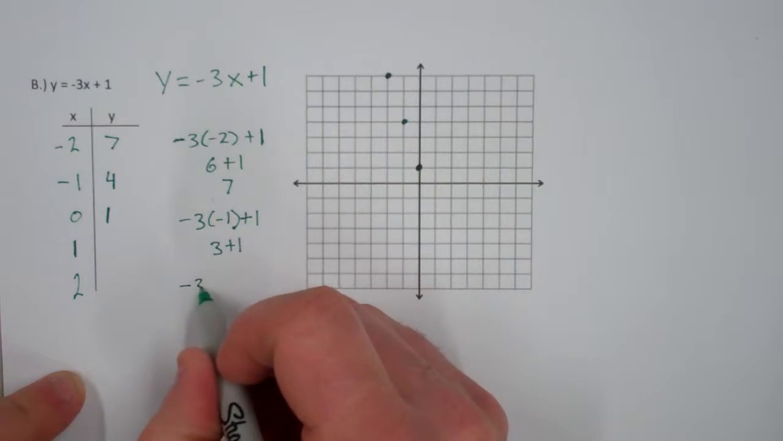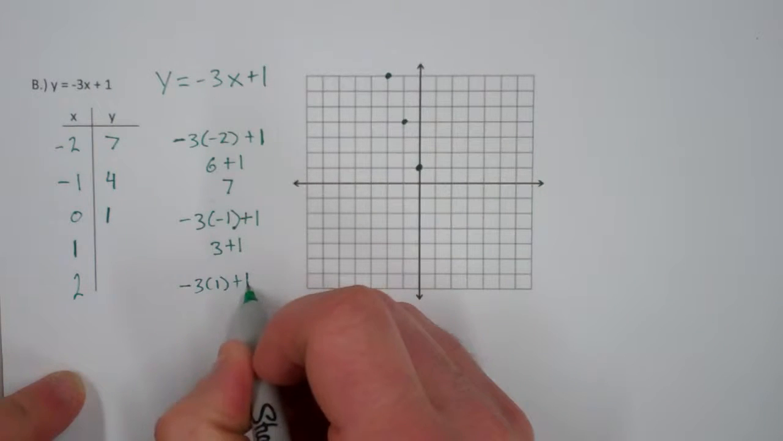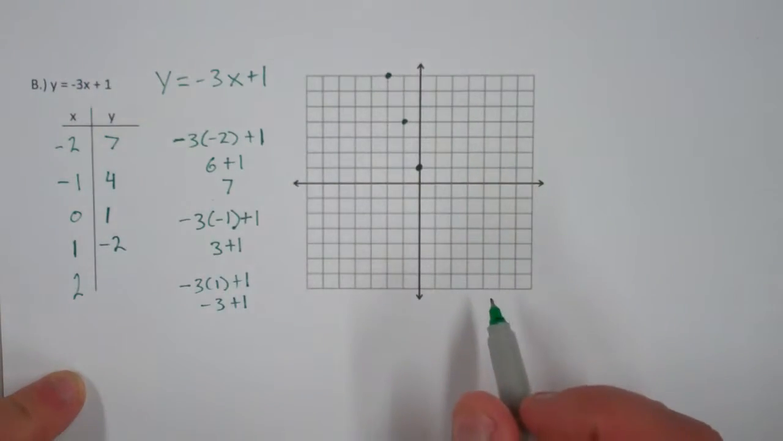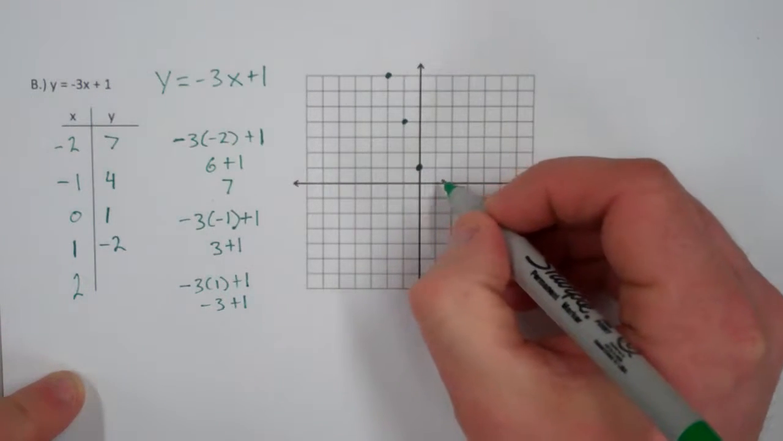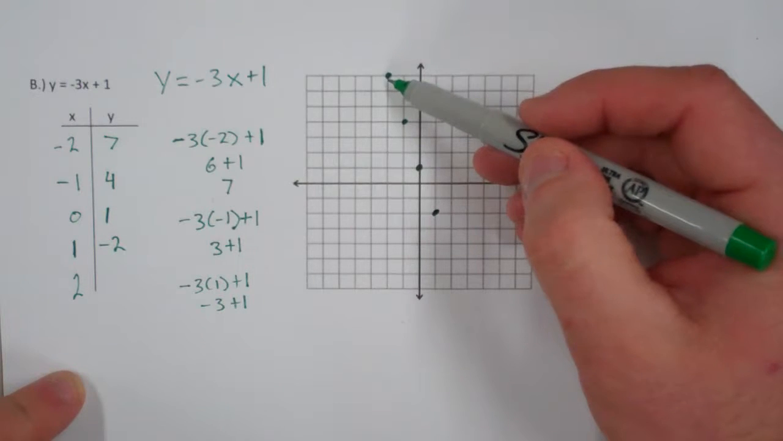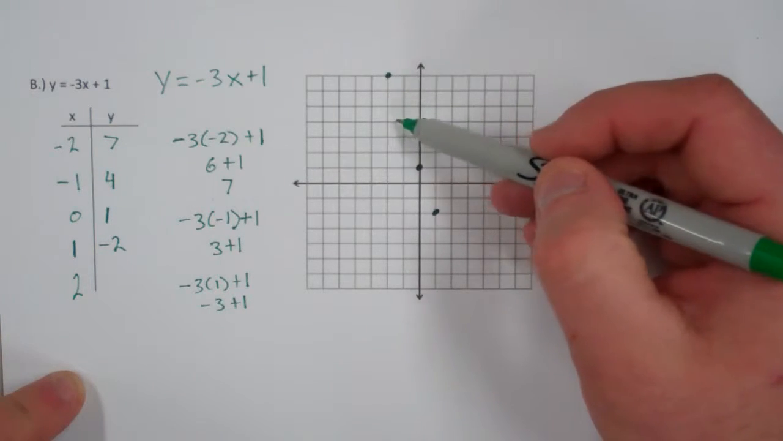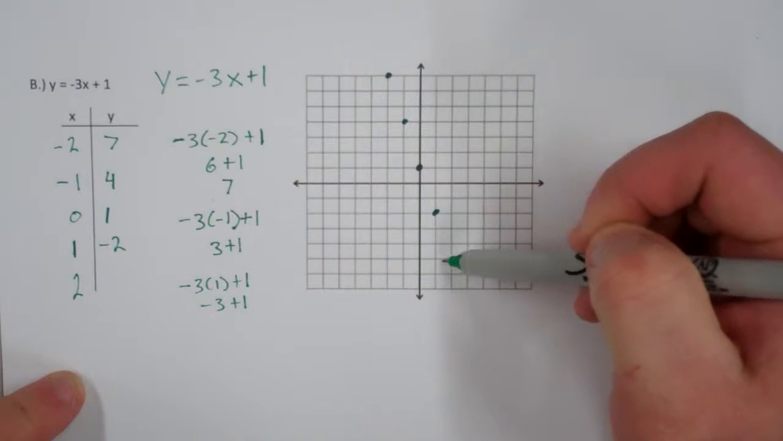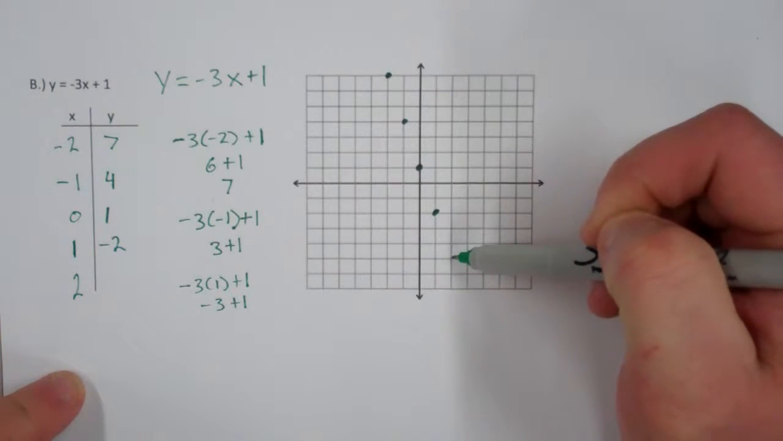If we try 1 here, we've got negative 3 times 1 plus 1, which is negative 3 plus 1, or negative 2. So we can go right 1, down 2. And these points are lining up in the same manner that they did in the other example. They have a different slope, but how to get to each point is the same. Down 3, right 1, down 3, right 1. We're expecting the other point to be right here.